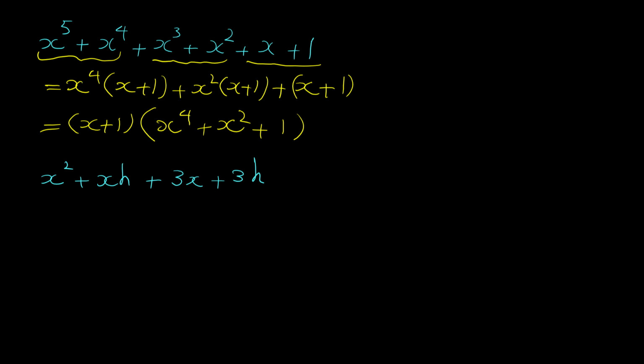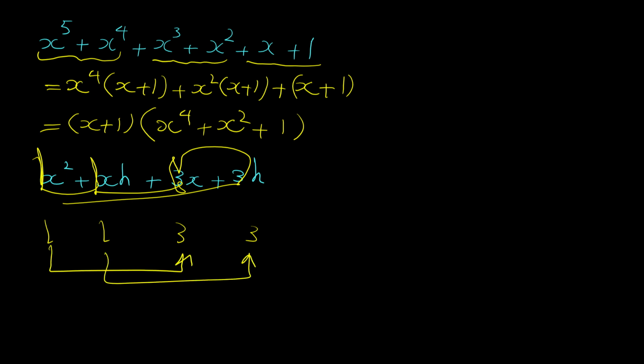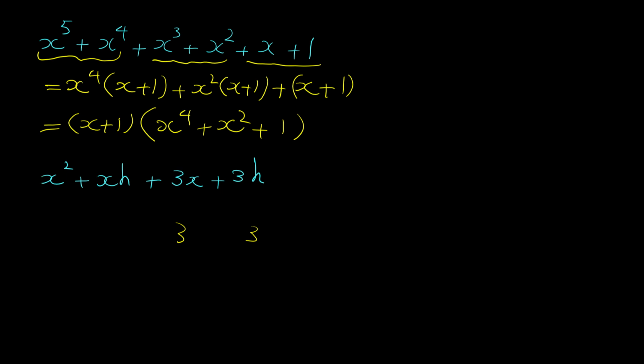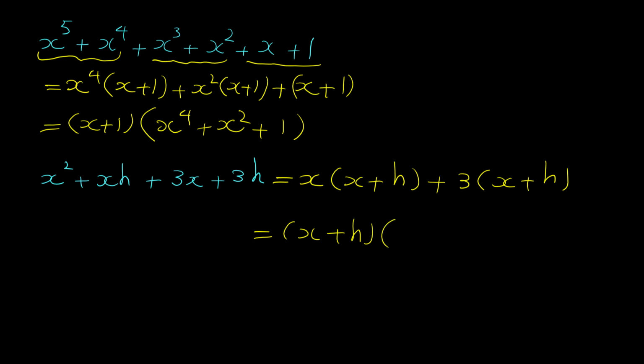Look at the next example. 1, 1, 3, 3. Can you see the similarity between coefficients? Can you see the ratio is the same? 1 times 3, 1 times 3. So there is usually a relation between the coefficients, as you can see here. So x squared plus xh, what is the common factor between them? x. So we factor x, then x plus h. Then we factor 3, 3 times x plus h. If we factor x plus h, from the first one we have x, from the next one we have plus 3.